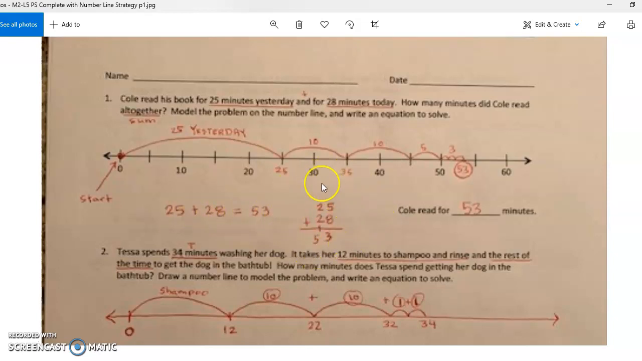Another way to model it is this vertical form strategy, or the standard algorithm. We have 5 and 8 equals 13. So see, a lot of people carry this one up onto the top. Eureka Math teaches us that if you keep it down here on this line, you can see the 13 all together. It really helps you see that the ones column here doesn't just add up to 3, it adds up to 13. And then we do 2, 2, and 1 is 5. Cole read for 53 minutes. We've got 5 10s and 3 1s.